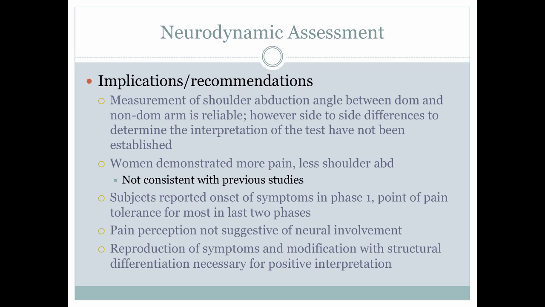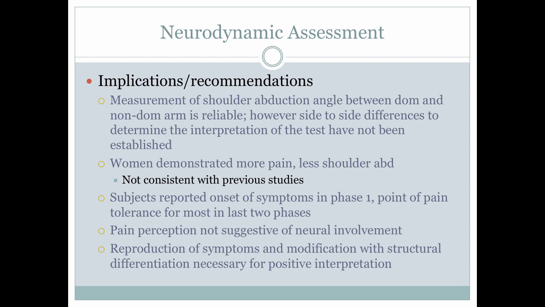The 2 most common sensations reported were not neural in nature. So this study was completed on asymptomatic individuals, which may be a reason behind this. But again, we must understand that this test, like the other neurodynamic tests, stresses all the tissues in the upper quarter. So we certainly might get a sensation report that is not neural in nature. And so because of this, as with the other neurodynamic tests, we must use symptom reproduction and modification with structural differentiation to help us interpret a positive test.